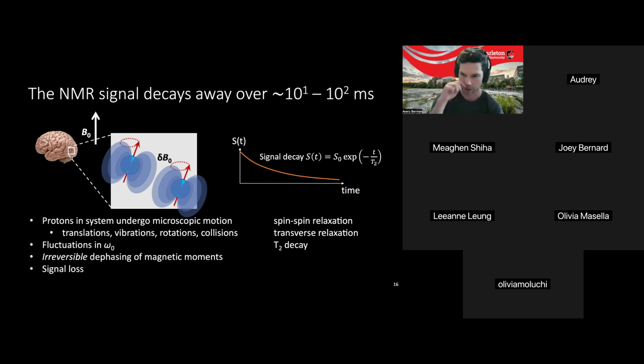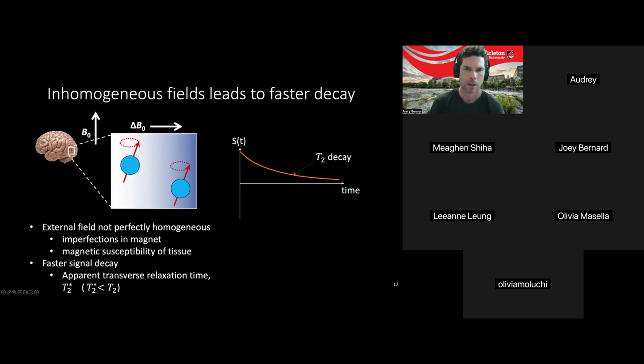It's actually perpendicular to B0 at this point, or sometimes just called T2 decay. And then more relevant for functional MRI is the fact that quite often we have an inhomogeneous magnetic field. Try as hard as we can to get a perfectly homogeneous magnetic field, there are always going to be imperfections in our magnet. And furthermore, the magnetic susceptibility of tissues is variable. So some tissues are diamagnetic, some are paramagnetic.